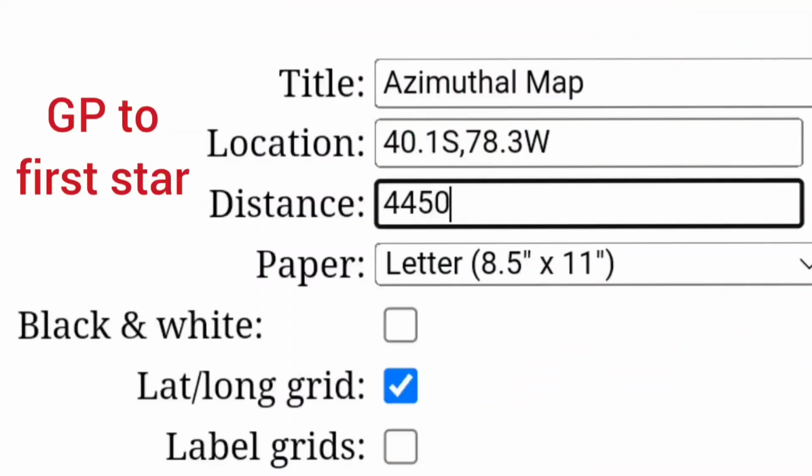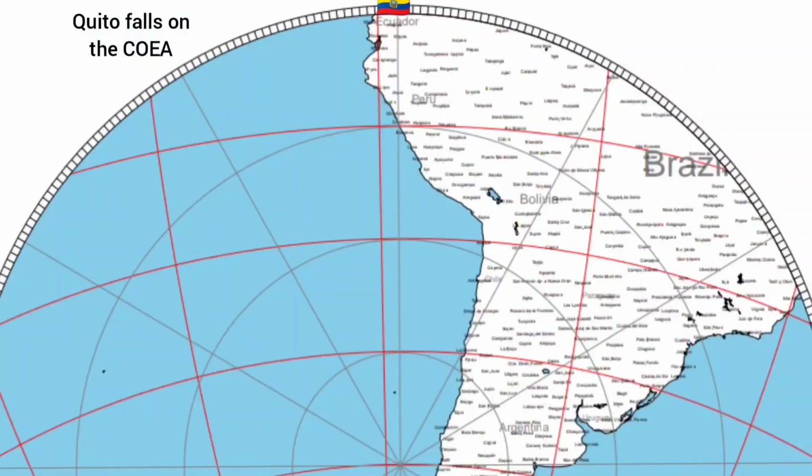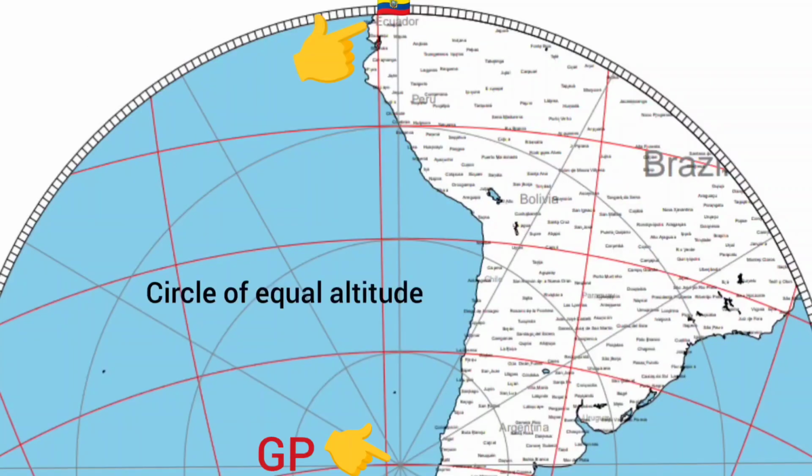So here's the first star's GP. It's 40 south latitude and 78.3 west longitude. There a 50-degree angle is measured from the horizon. And so we subtracted 50 from 90 and got 40 degrees. And I just did statute miles because I had to convert it to kilometers. So the circle of equal elevation's radius is 4,450 miles, and Quito falls right on it. So you see where I put in for the distance 4,450 kilometers, okay?